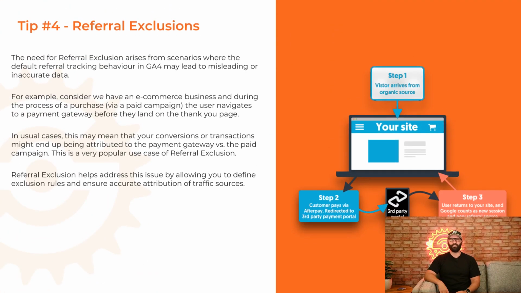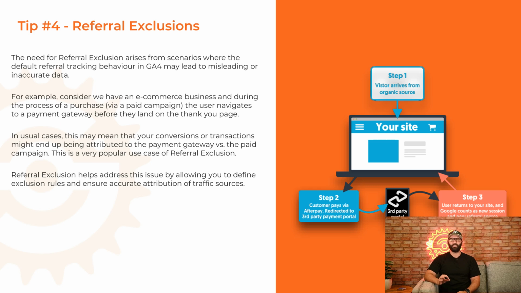Tip number 4 is related to Google Analytics and is critical for maintaining data accuracy for all traffic sources. We often come across the same scenario in new client accounts, where the default referral tracking behavior in GA4 leads to inaccurate session and conversion data. A primary example of this occurs when the purchase path via a paid campaign includes navigation to an external payment gateway before redirecting to a thank you page on the website.